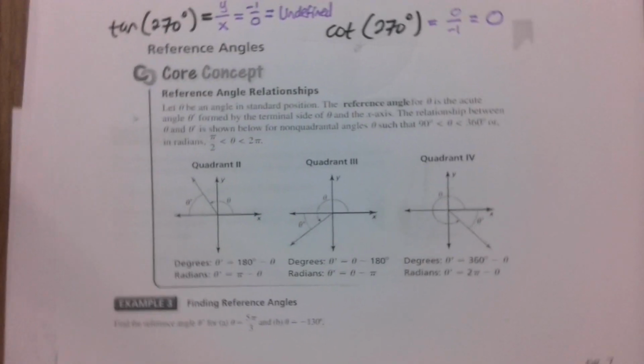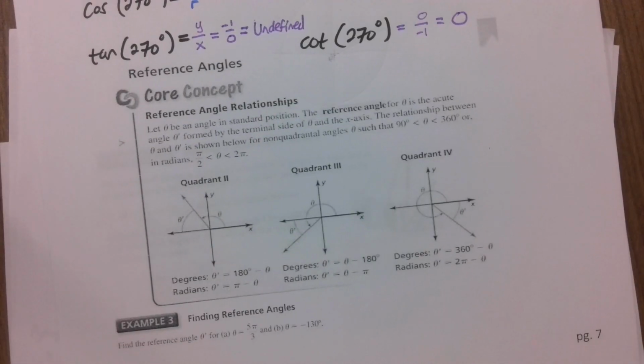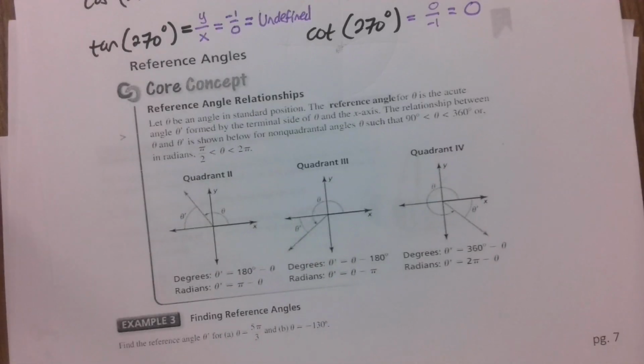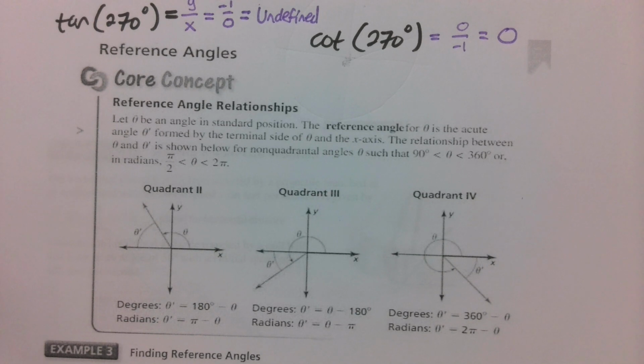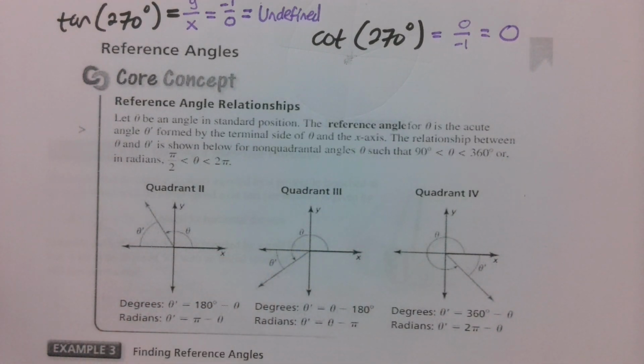But for now, I'd like us to talk about something called a reference angle. So let's say that theta is just any angle in standard position. The reference angle in this case, which is very aptly named, is the acute angle formed by the terminal side of theta and the x-axis. We've already used reference angles without even knowing it to help us know where to draw angles. The relationship between these is that we end up with essentially almost supplementary angles in most cases.